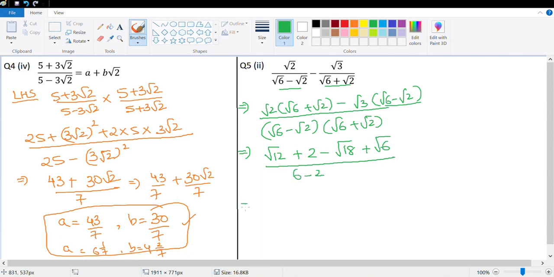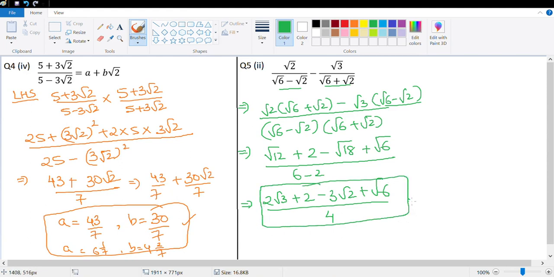Now root 12 can be written as 2 root 3, because 12 can be written as 4 into 3. So this is 2 root 3 plus 2. And 18 can be written as 9 into 2, which means if I take the square root of 9, that's 3. So this will be minus 3 root 2 plus root 6 upon 4. Yes, it can't be simplified any further. So that's the final answer.